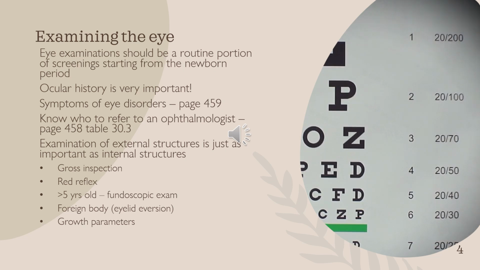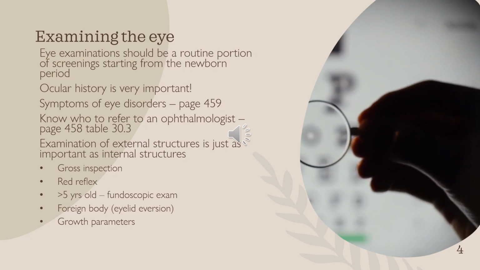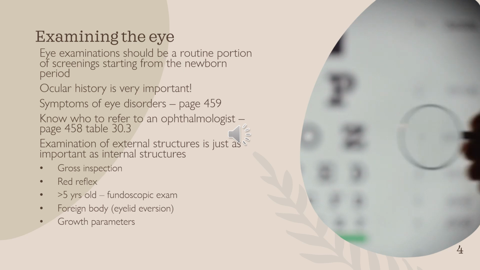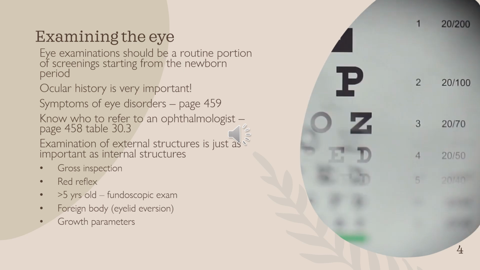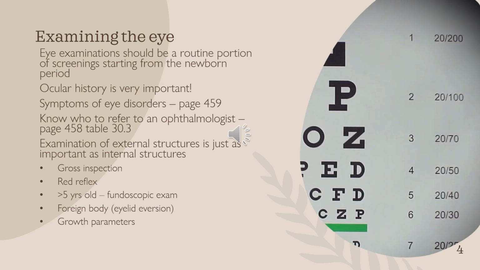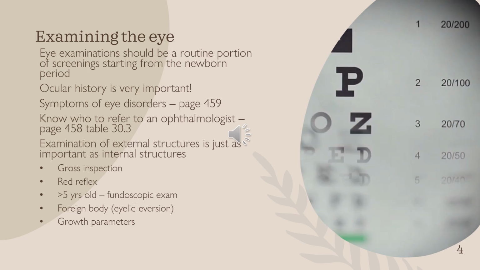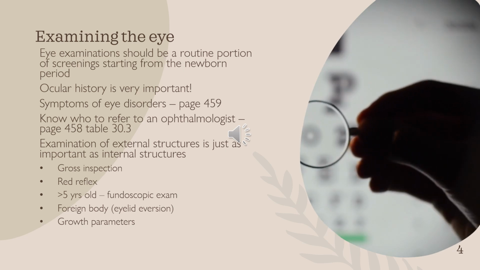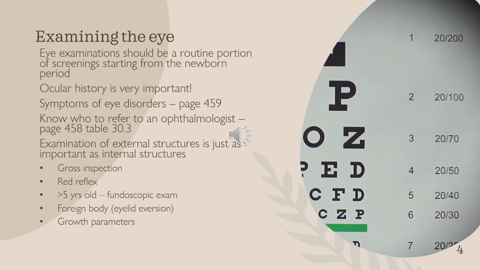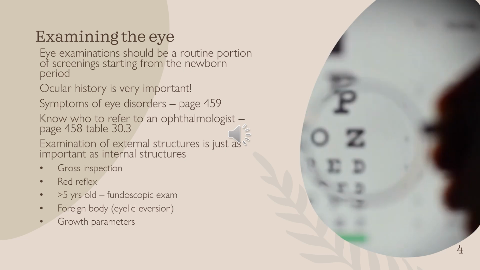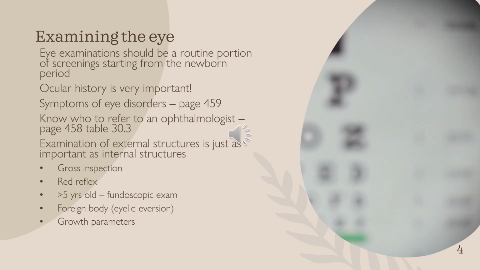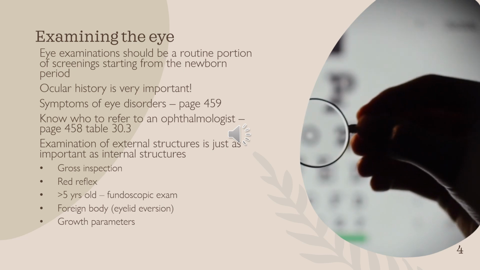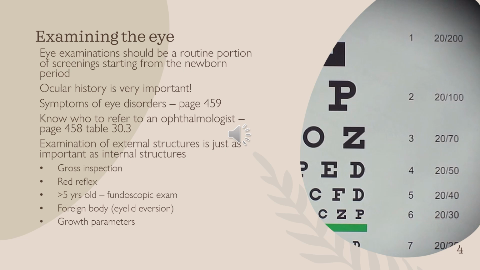Just like in adults, a fundoscopic exam is usually done at greater than 5 years of age. You don't want to start that too early because they're not going to be very cooperative, okay? You also need to watch their growth parameters, okay? Their head circumference is a big thing. It's going to be checked at every pediatric appointment, especially well visits. So that's something that is important to know.